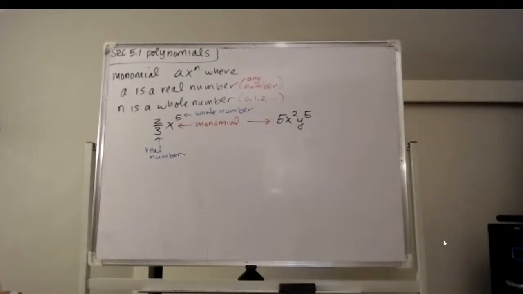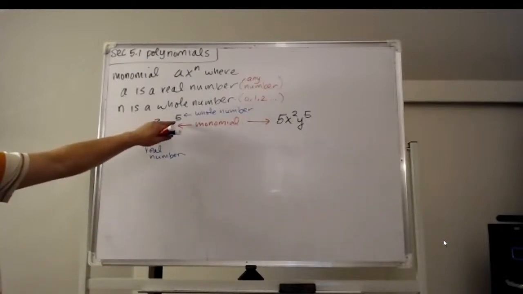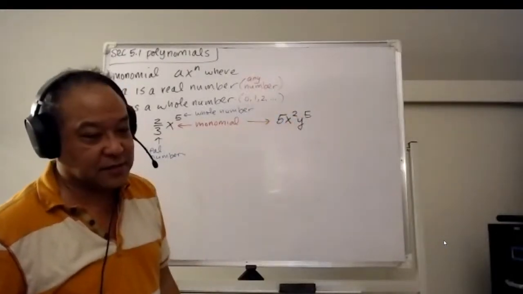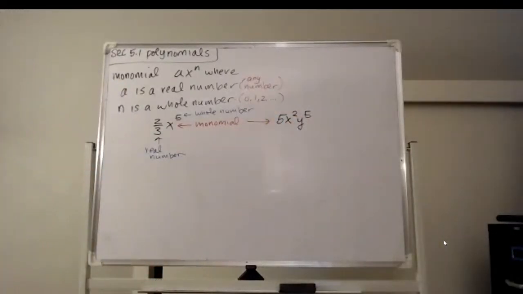Professor, you said the key was, what was the key again? Is that this has to be a whole number, meaning that you can't have a negative exponent. This can't be a fraction. Thank you. Yeah.